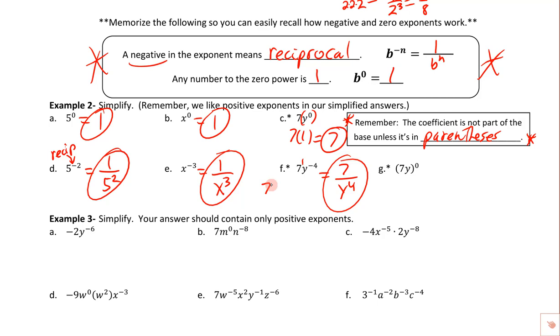Now, if you wanted to, you could change this, and you could say, look, I've got a 7 times 1 over y to the 4th. Go ahead and think of everything as a fraction. You still get the same answer. So either way you want to think of it is totally fine.